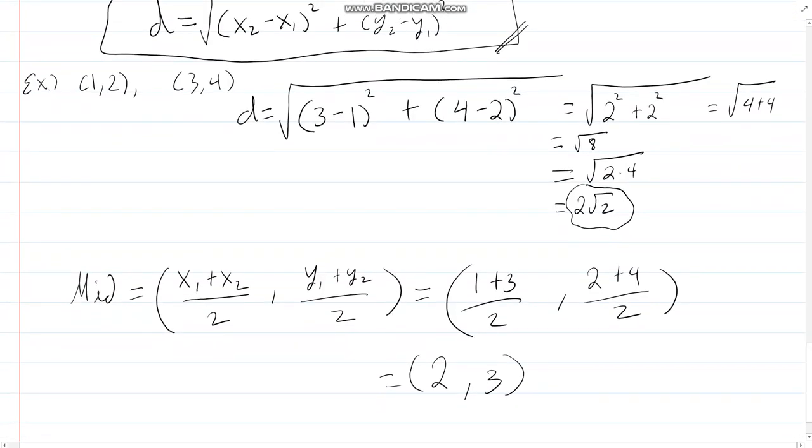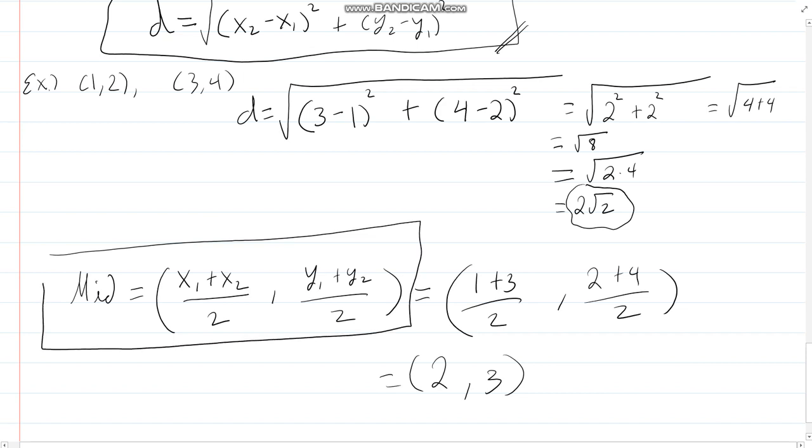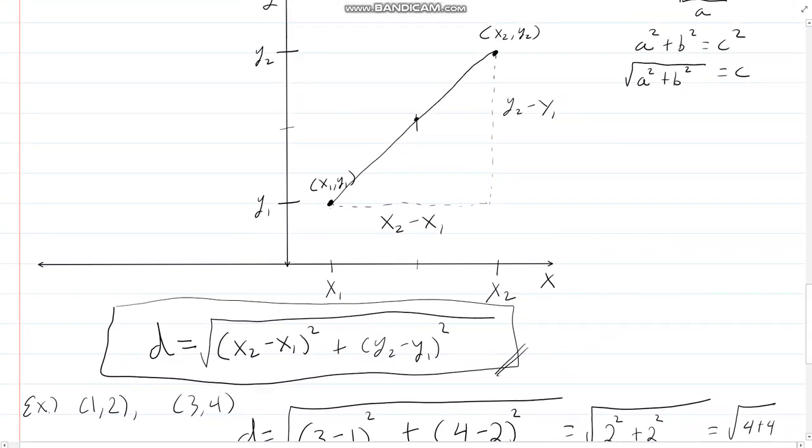And the midpoint, I'm not sure if I understood it at the time, but it's really just the average of the x's and the average of the y's, and that would be the average location between those two. It'd just be the middle point, and there's our midpoint right there.